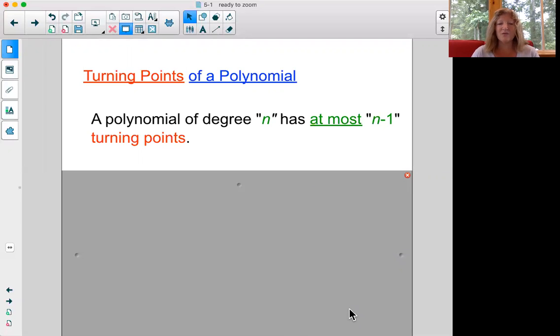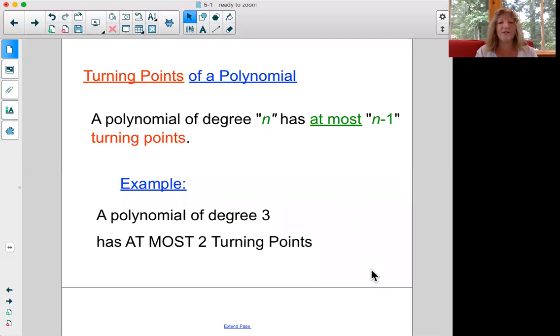Now here's our rule. Remember the degree of a polynomial is the highest power on the variable for the term with the highest degree on that variable. That degree on that variable is the degree of the polynomial. And if your degree is n, the most number of turning points your graph's going to have is 1 less than that. So if you have a polynomial with degree 7, the most times it can turn is 6 times.